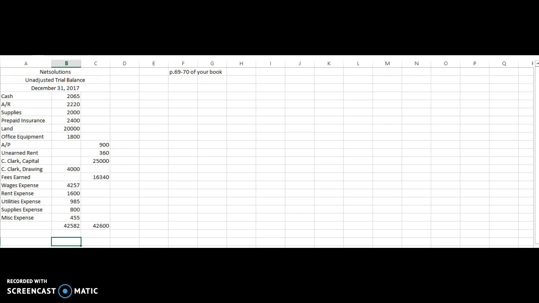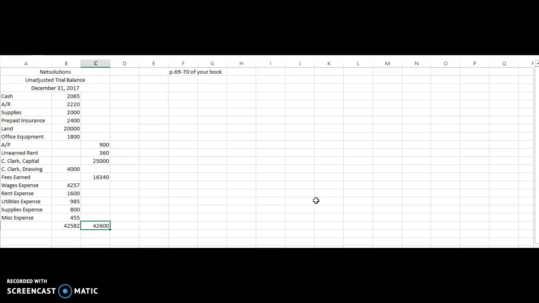So same thing, you start out with the who, the what, the when, and then you list all of your asset accounts, your liability accounts, your owner's equity accounts, your revenue accounts, and then your expense accounts. This would be for the debit balance column. This is the credit balance column. And then you add them up and make sure that your debits equal your credits.